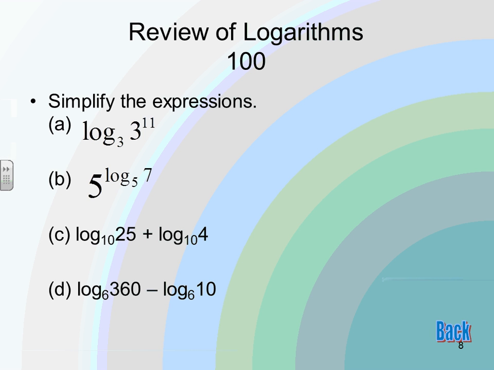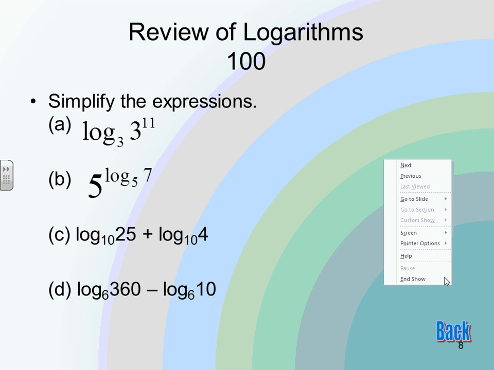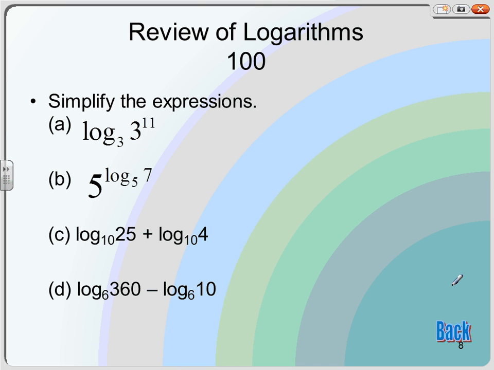Okay, continuing on with our chapter 5 jeopardy problems, we're going to do the review of logarithms category. So review of logarithms 100, simplify the expressions. Part A is log base 3 of 3 to the 11th. And so you should know right away that that is just 11. So that's using that inverse property of logarithms. So log base 3 of 3 actually cancel each other out. The 11 goes to the front, and log base 3 of 3, like I said, is 1.